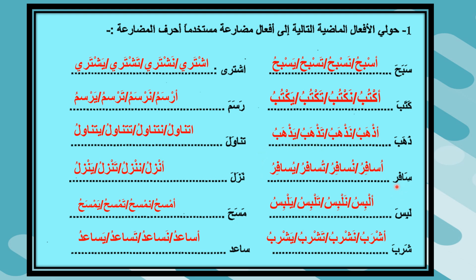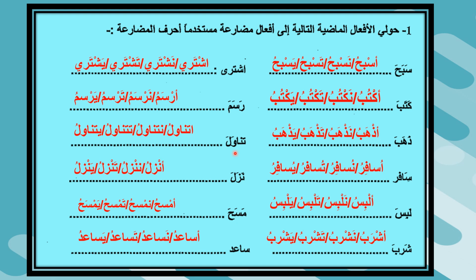Safara, to travel, and labisa, to wear. Shariba, to drink, and ishtara, to buy. Rasama, to draw, and tanawala is actually an example of a verb that should not be given, because up till now you have not learned the 5-letter verbs.